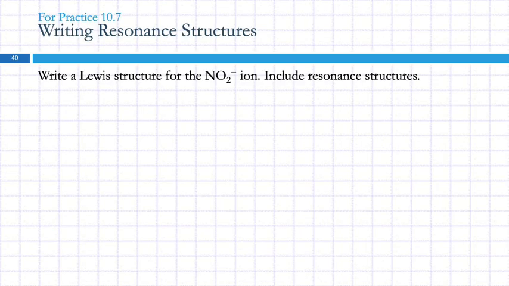Draw a Lewis structure for the NO2 minus ion, including resonance structures. So here we've got nitrogen and oxygen. I don't ever try to trick you on drawing the skeletons for these, because you could come up with a couple of different things, right? You could come up with something like this, or you could put nitrogen in the middle and put an oxygen on each side.